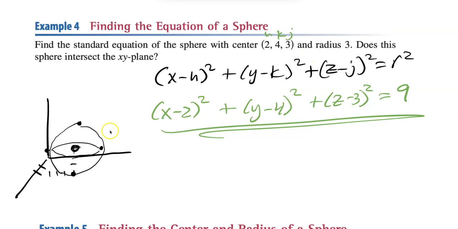But the key here is this is the xy plane. XY right there. Should have done this, sorry. That's the xy plane. You went from the xy plane when we went 2 this way and 4 this way, then 3 up. Our radius is only 3. So we'll touch it, but we're not going to intersect it. It will touch the xy plane, but we're not going to go through it. So does the sphere intersect the xy plane? No. If the radius was 4, then yeah, we'd go right through that bad boy. But it's only 3, so we're just going to touch it.